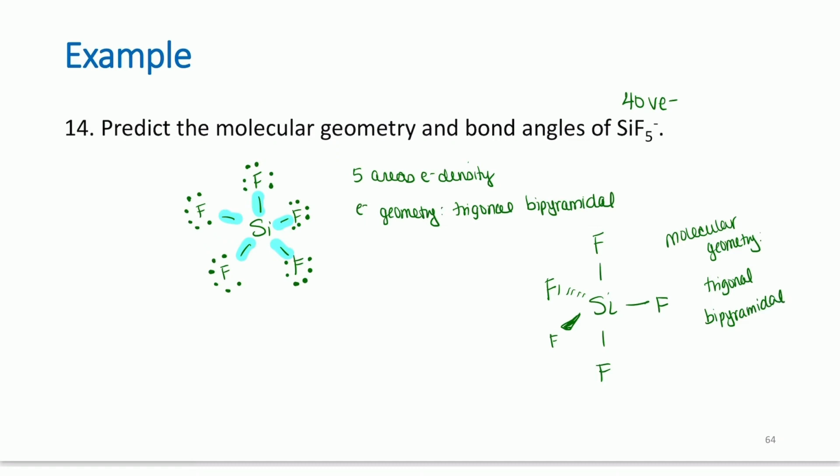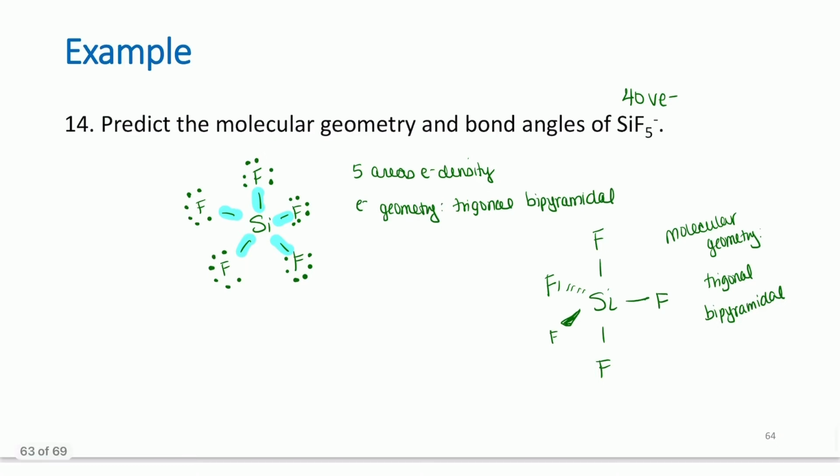Again, electron geometry and molecular geometry will match each other if you don't have a lone pair. They only change when a lone pair is present.